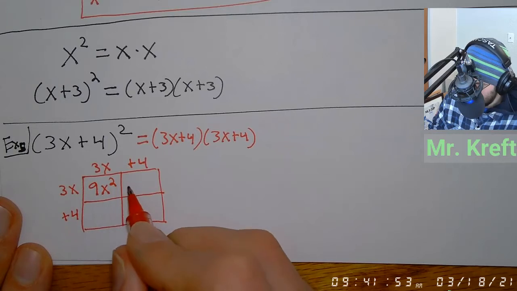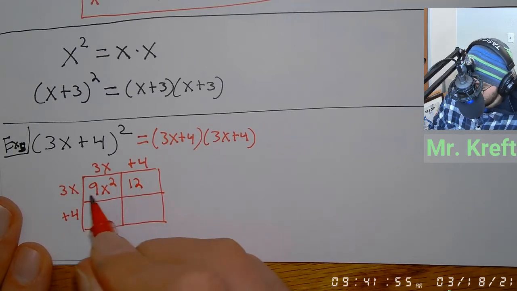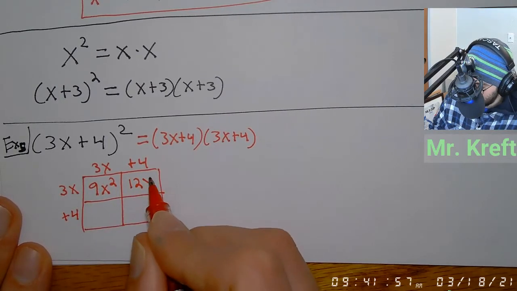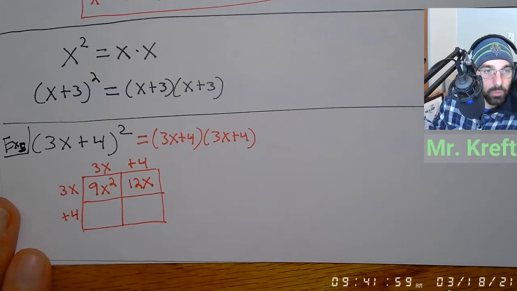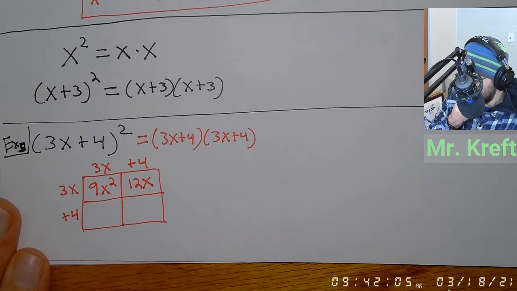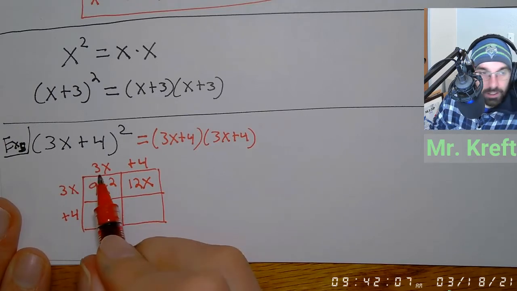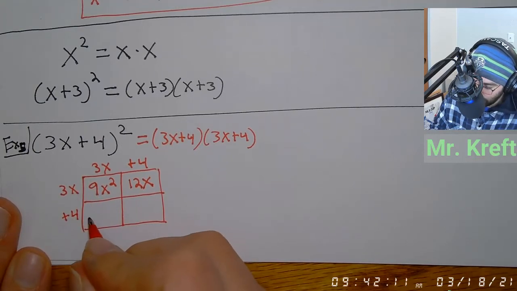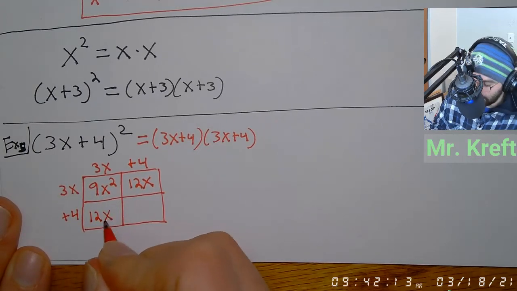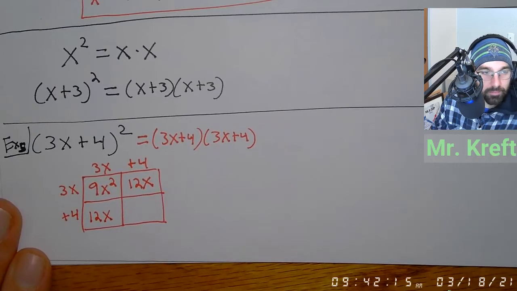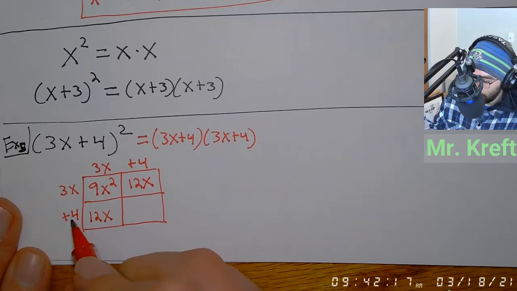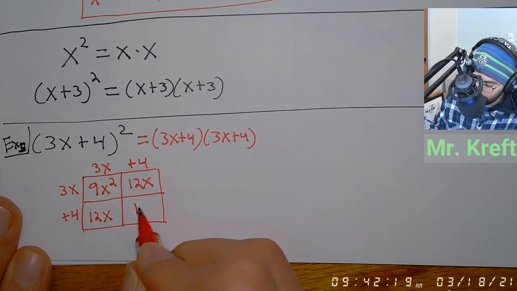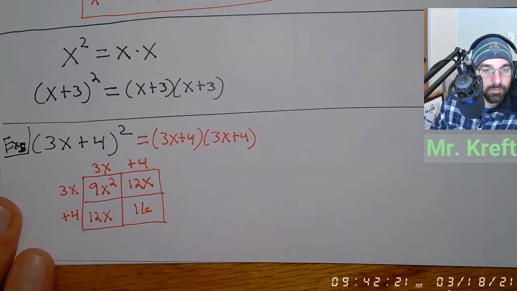4 times 3 is 12. And then x, there's no x there, so it just stays. Right? So 4 times 3x is 12x. Okay. Then I'm going to go 3x times 4. Well, that's going to be 3 times 4 again is 12, and there's an x in there, so it's 12x. And then 4 times 4 is 16.